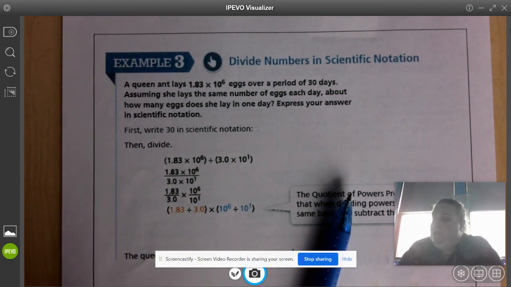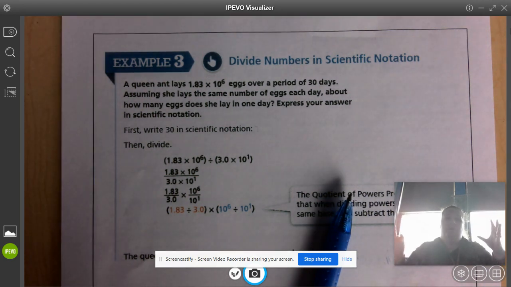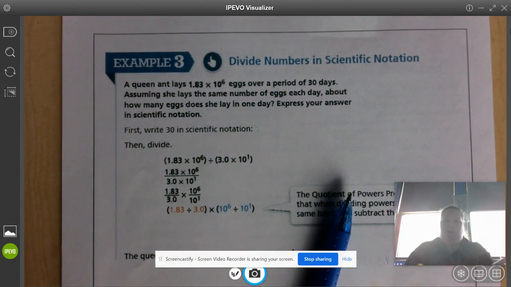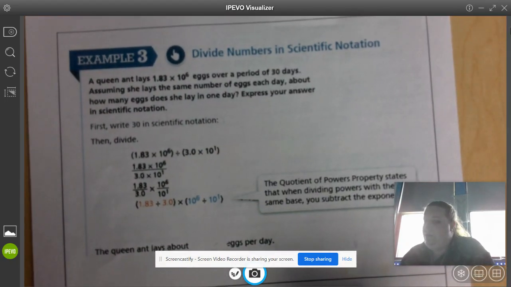in scientific notation. So a queen ant lays 1.83 times 10 to the 6 eggs over a period of 30 days. Assuming she lays the same number of eggs each day, about how many eggs does she lay in one day? So because we're trying to take her total and split it into groups, we're going to divide. Okay. So the first thing we need to do is write 30 in scientific notation.